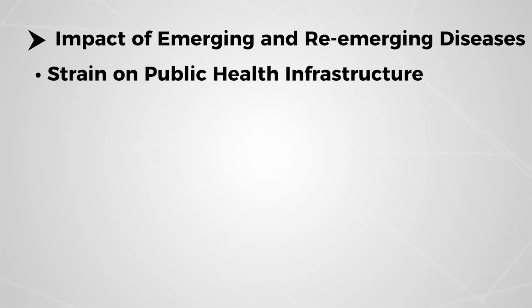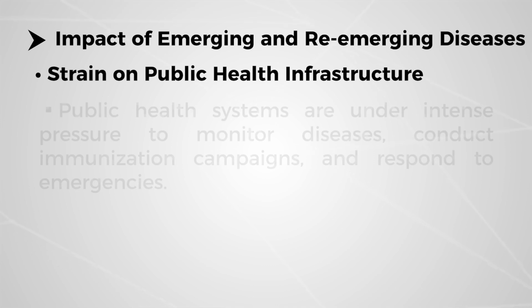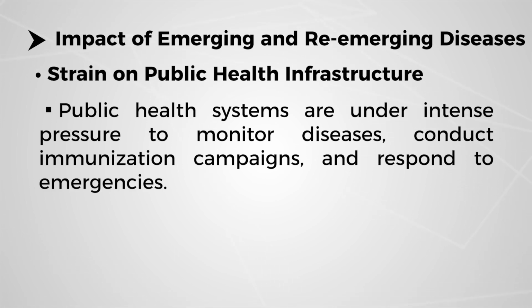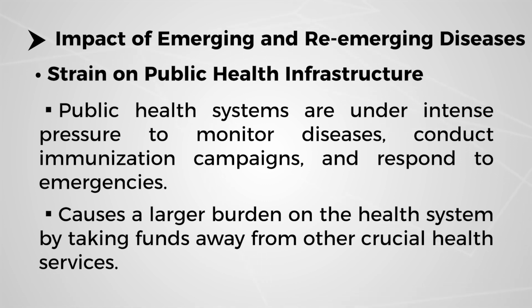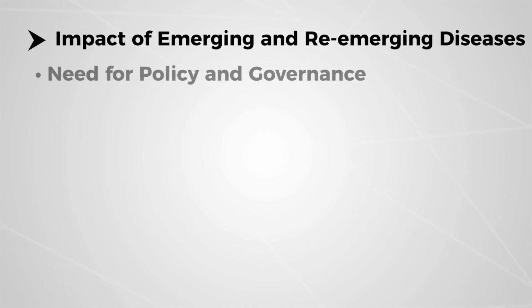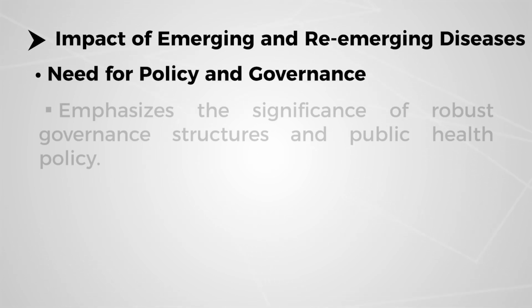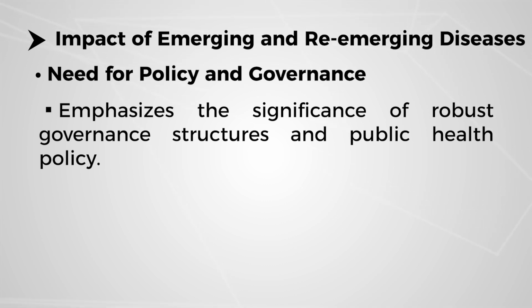So, strain on public health infrastructure is a very serious strain, as public health systems are under intense pressure to monitor disease, conduct immunization campaigns and respond to emergencies. It causes a larger burden on the health systems by taking funds away from other crucial health services. So, what is the need for policy and governance? Emphasizing the significance of robust governance structures and public health policy. We have seen how vaccination was distributed during the pandemic very quickly, within a short span of time.